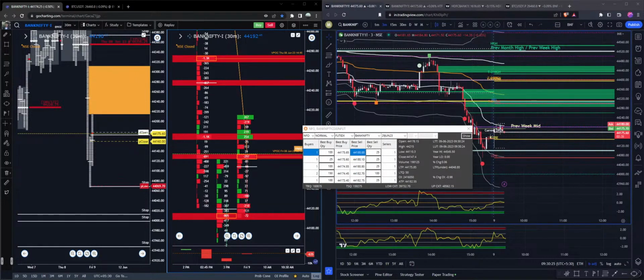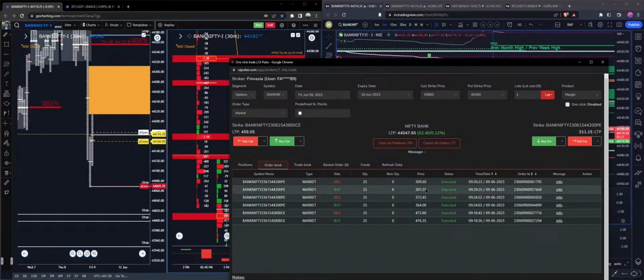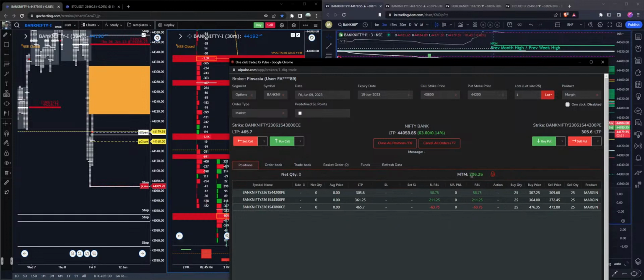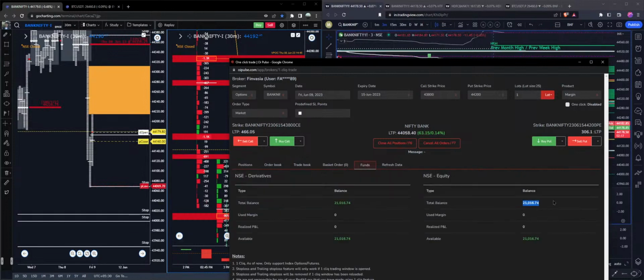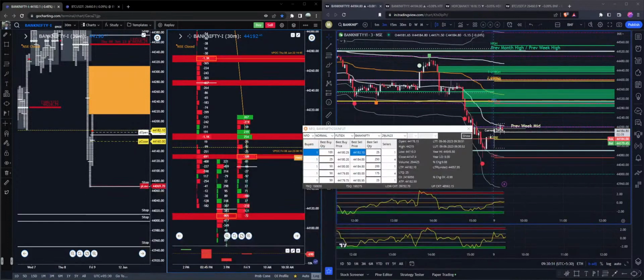Okay, I exited. I entered at 307 and exited at 309. Now it is again trading at 308. So I entered at 929 and exited at 930.23. Overall I made slightly over 1%. This is the current funds available, and overall I have taken three trades. Put is where I have captured some points.